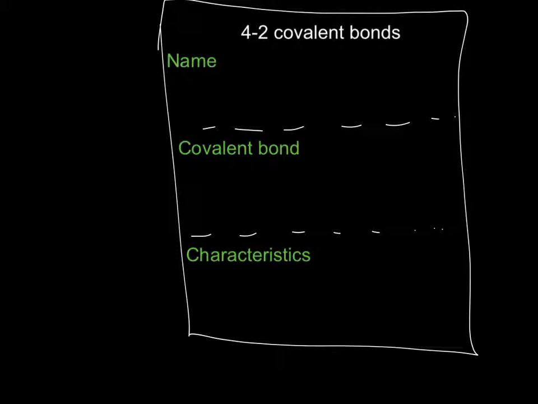If you look, at the top, I want you to label it covalent bonds. And then in the top third, we're going to talk about how covalent bonds are named. In the middle, we're going to talk about covalent bonds. And on the bottom third, we're going to talk about the characteristics. Okay? So that's what we're going to try to fit on the front of that page. So we're going to go into the name first.